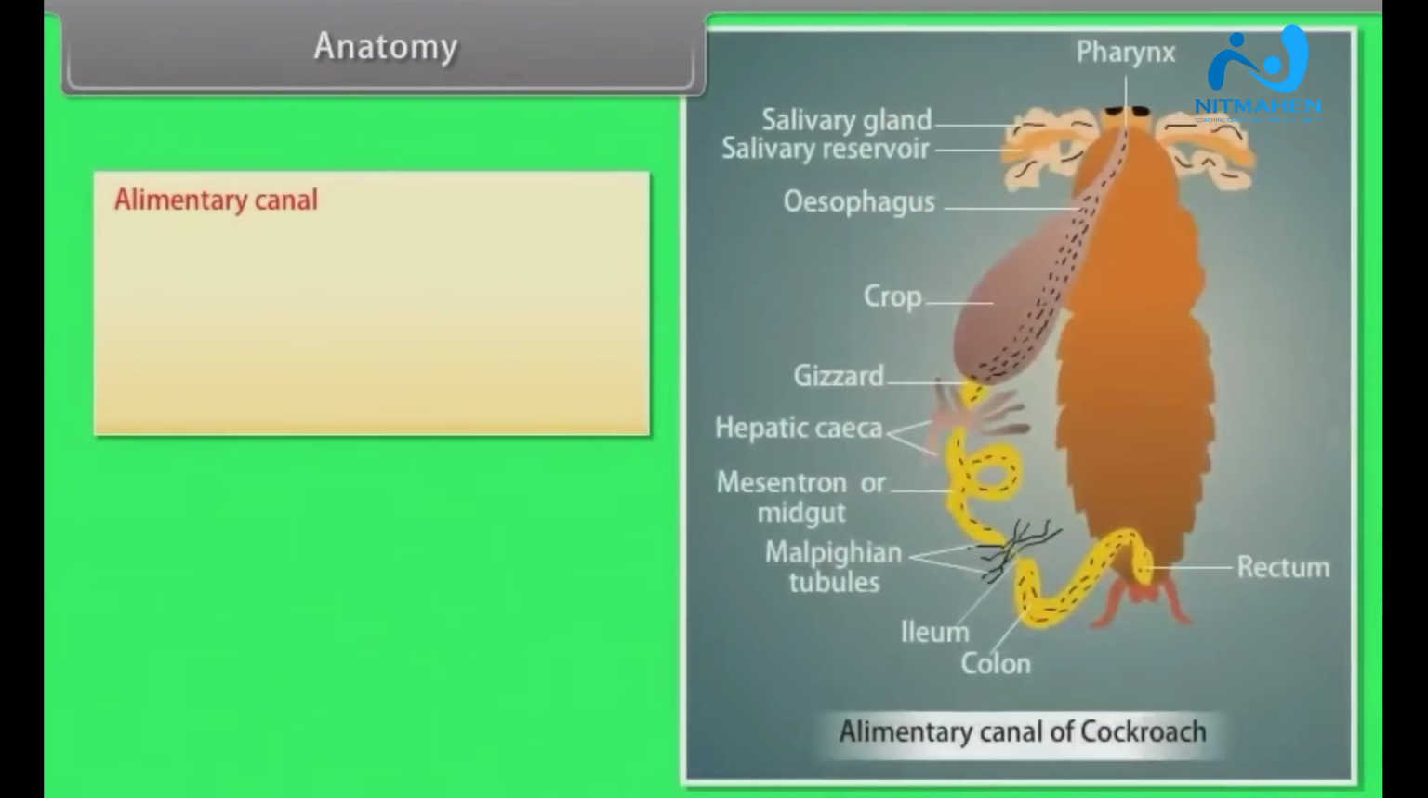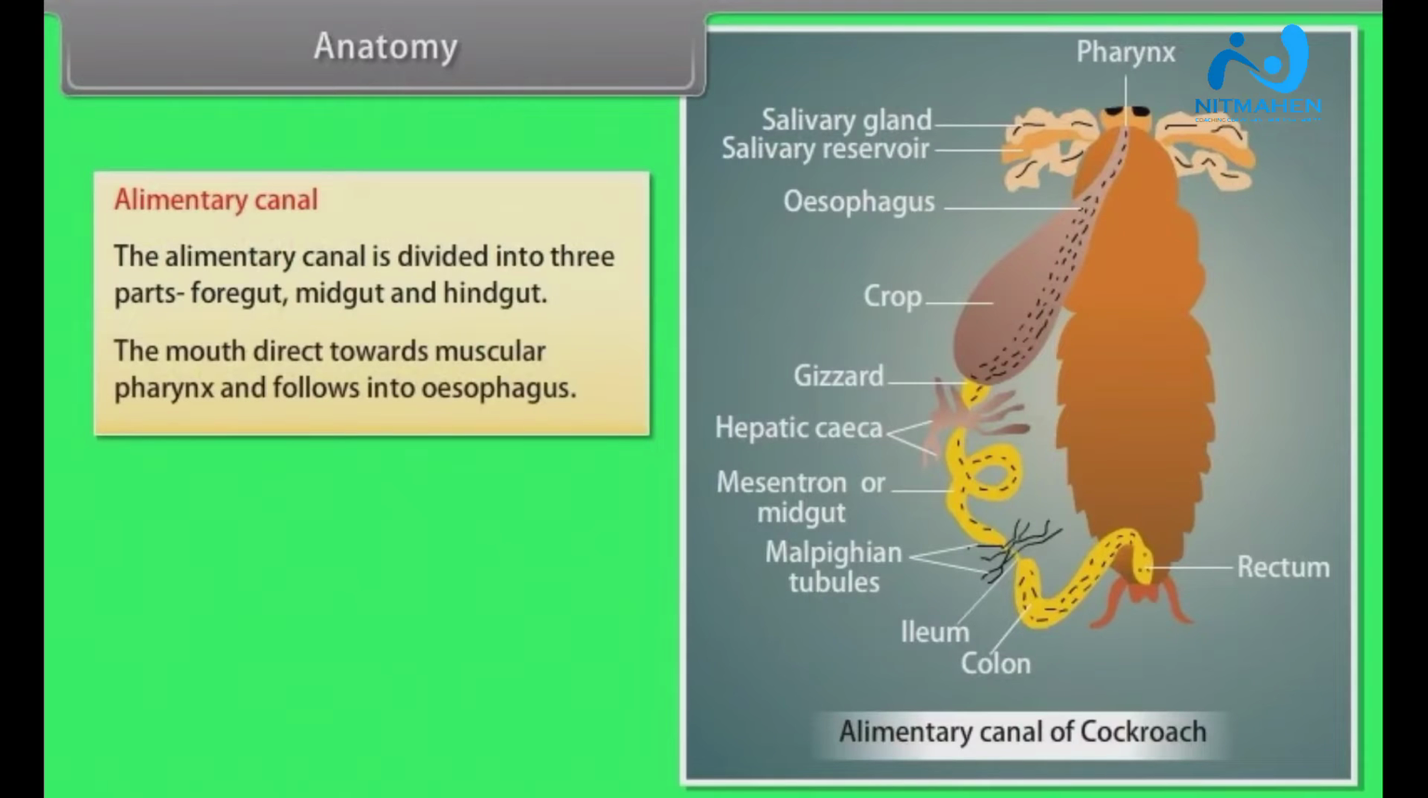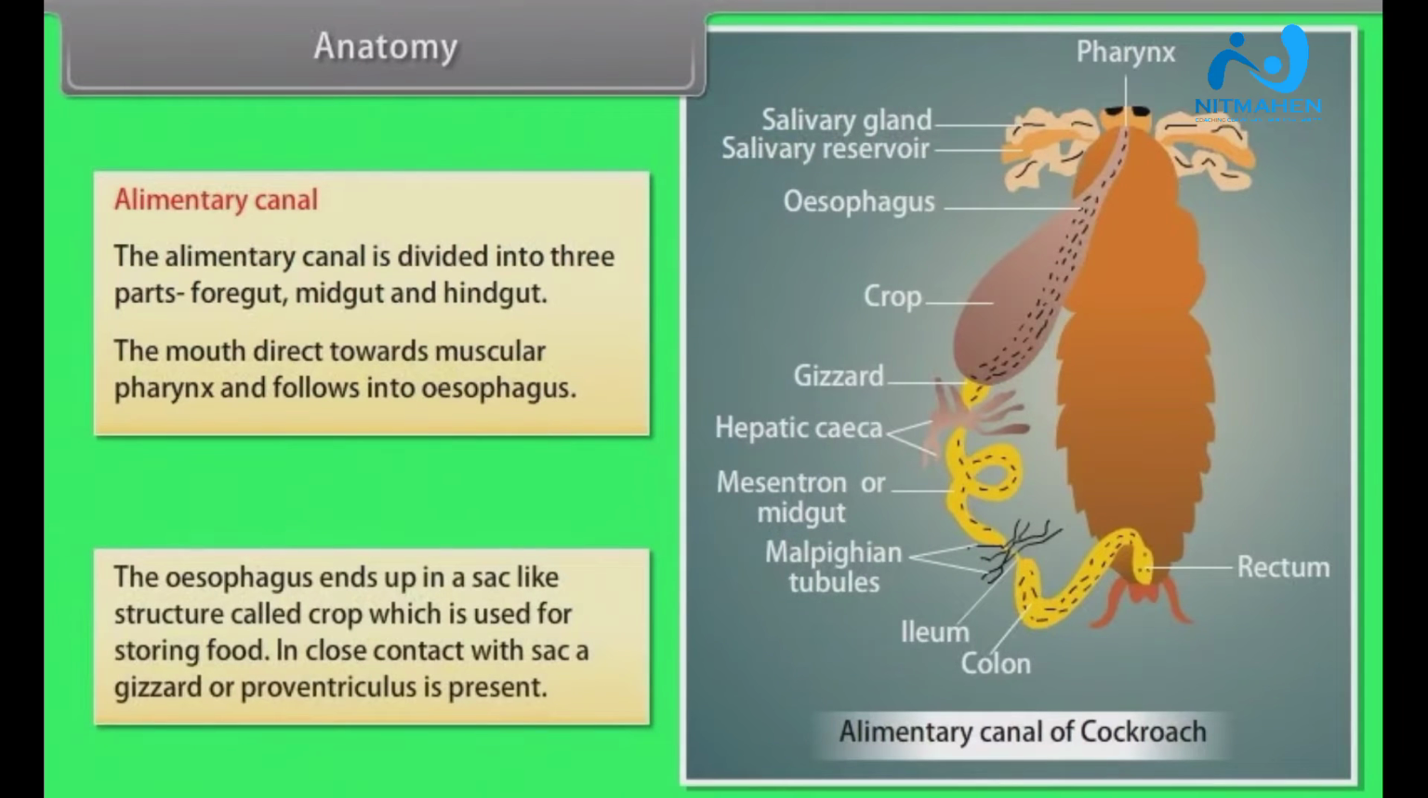Anatomy. Alimentary canal. The alimentary canal is divided into 3 parts: foregut, midgut, and hindgut. The mouth directs towards muscular pharynx and follows into oesophagus. The oesophagus ends up in a sac-like structure called crop, which is used for storing food. In close contact with the sac, a gizzard or proventriculus is present.